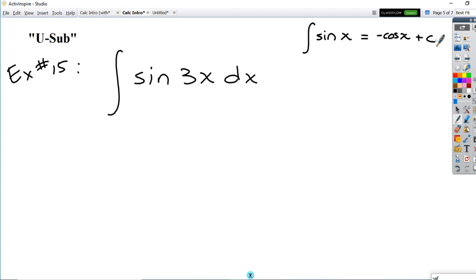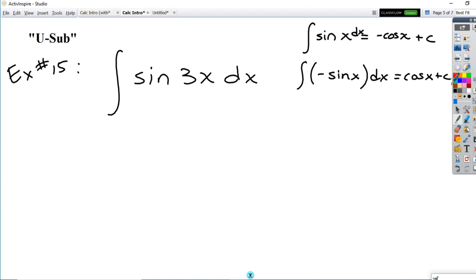Why? Because the derivative of cosine is minus sine. But this sine doesn't have a negative to begin with. If there was a negative here, then the integral of minus sine, I forgot my dx, equals cosine of x plus c.